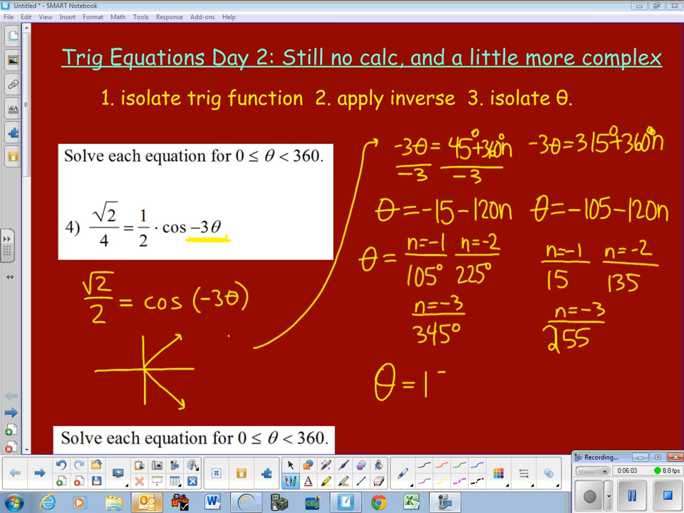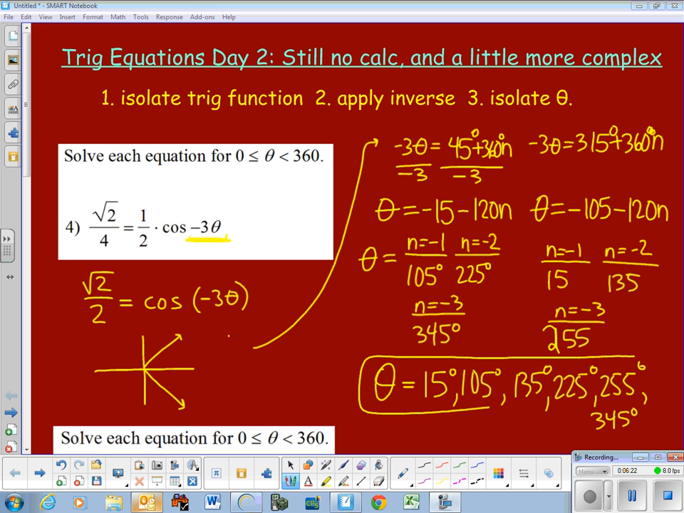Theta equals, I'm going to write them in order, 15 degrees, 105 degrees, 135, 225, 255, and 345. All of these are values that will make your equation true.